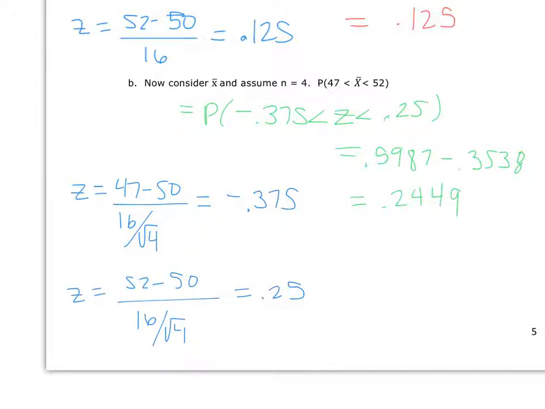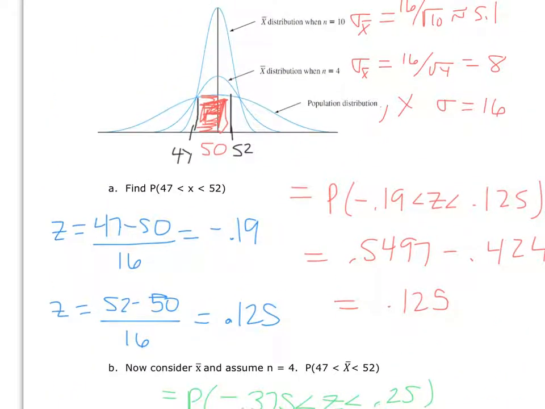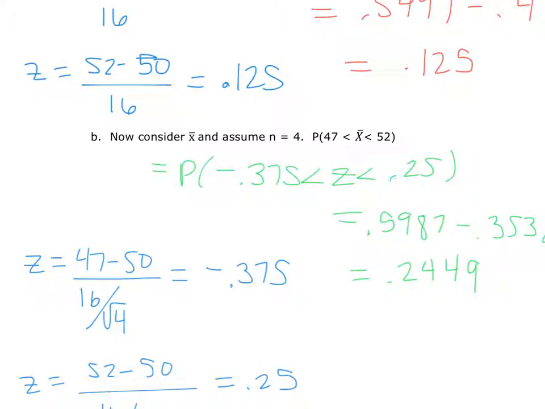Okay, so now let's shade this on that density curve. So we're still going from 47 to 52, but now we're looking at that density curve for x bar when n is 4. So that is going to add some area, right? We kind of extend that up there. That's going to add this area right here. Still between 47 and 52, but because that density curve is higher, we're adding that area. So yeah, we went from 0.125 to 0.2449.